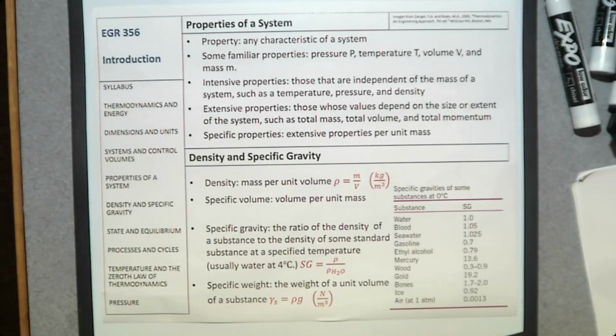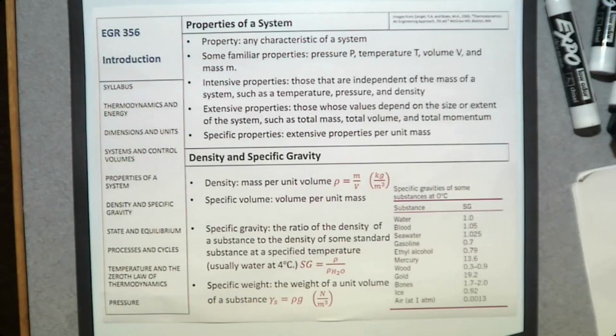Then let's talk about some specific properties. The first one is density, mass per unit volume, which is pretty common. We have pretty good knowledge about what density is. In thermodynamics, we prefer using specific volume. Specific volume and density mean the same thing. Density is mass per unit volume, and specific volume is volume per unit mass. So the density is the inverse of specific volume.